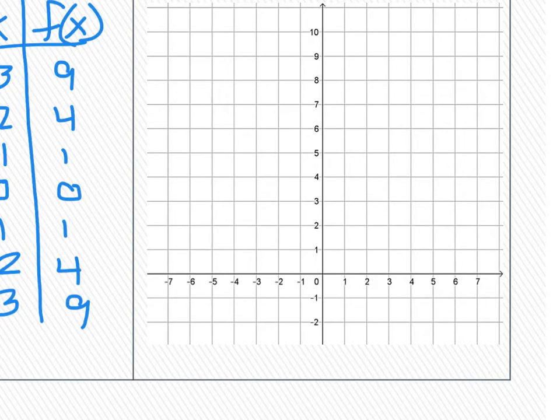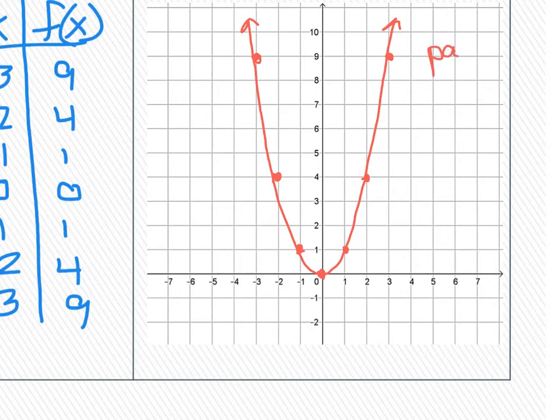All right, so if we graph those ordered pairs, negative 3, positive 9, negative 2, 4, negative 1, 1, we've got 0, 0, or the origin, and you'll have a mirror image on the other side. So this is called a quadratic function, and a quadratic function graph is called a parabola. And you can see, just looking at the ordered pairs, that it's completely symmetrical.